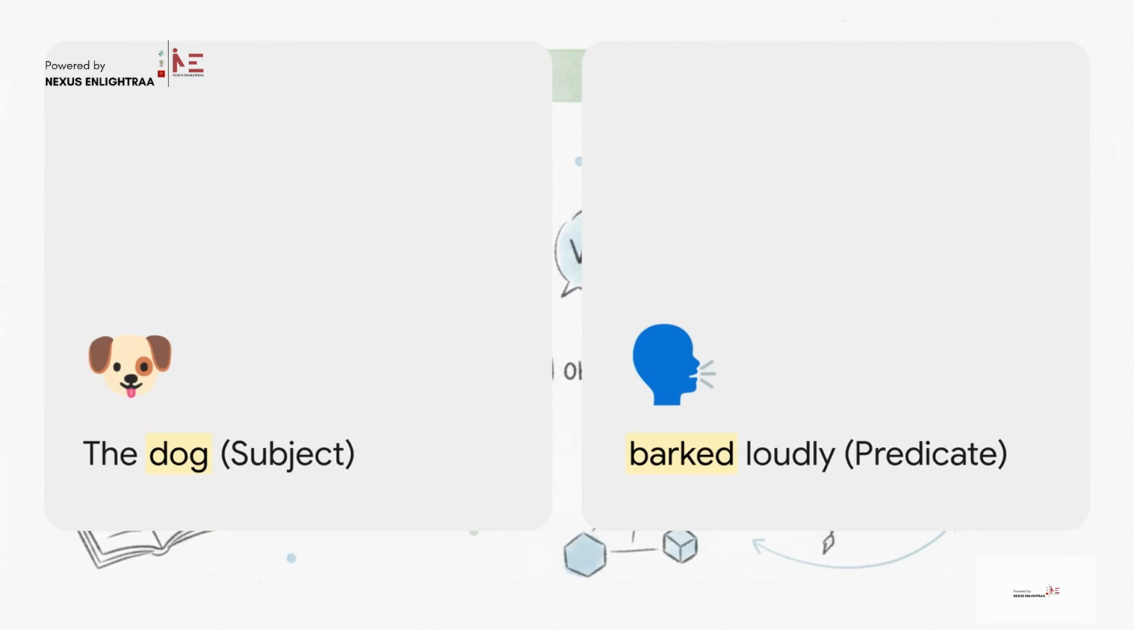Look at the phrase, "the dog barked loudly." The dog is our doer, the subject, and barked loudly is the action, our predicate. You'll notice we're using bold text for the subject and underlined text for the predicate to help you clearly see how these two pieces fit together.